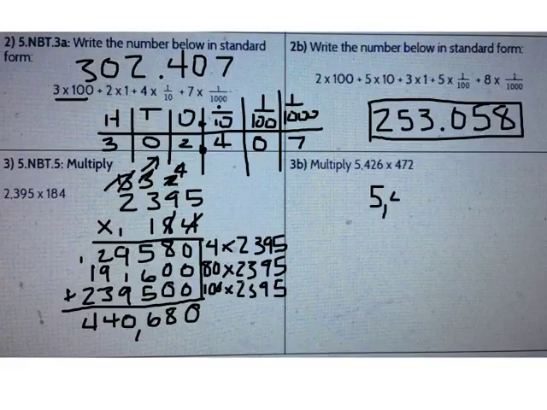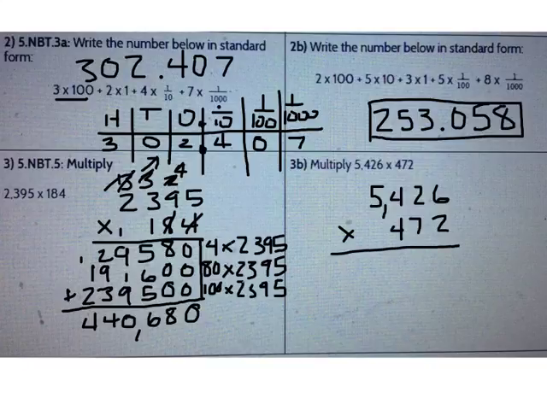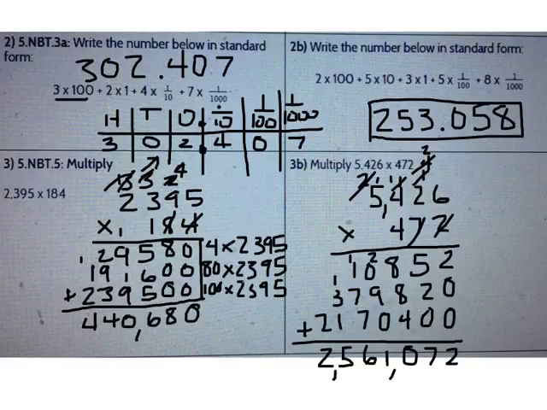Now you try one. What's 5,426 times 472? Enter your answer without a comma. The correct answer is 2,561,072. Check your work with mine on screen.